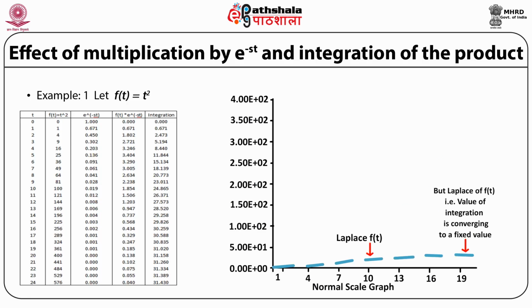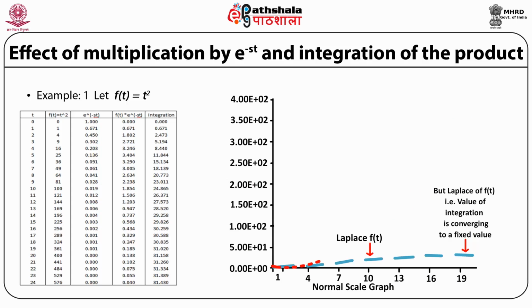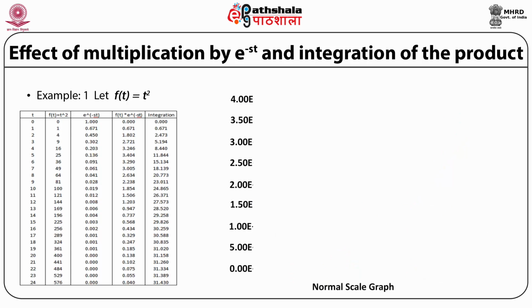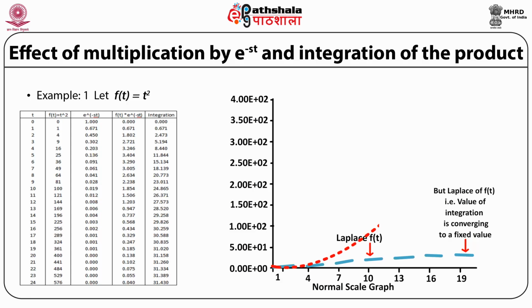Now similarly for t equal to 3, you do 2.721 plus 1.8 plus 0.67, and you will get 5.194. Similarly, if you do this for everything, at every time you have to add to the previous sum. So the easiest way is, for example, let's say at time t equal to 12 you are getting 1.203 for f of t into e power minus st. Okay, I hope you are all following.